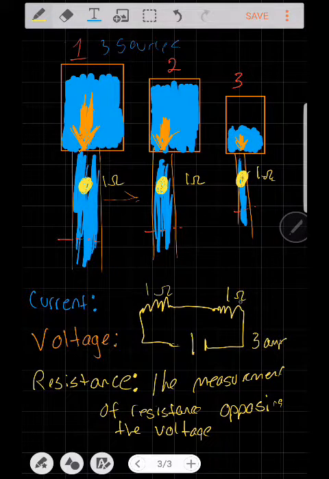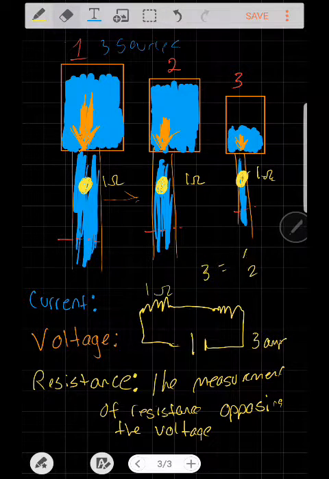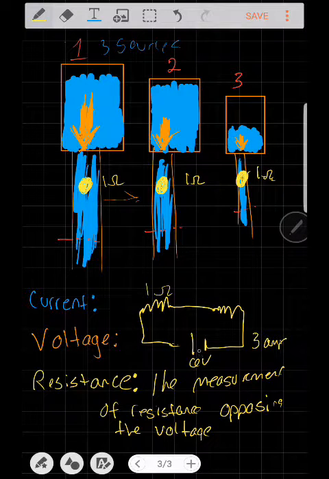But those ohms play a bigger role because of the voltage. Let's just figure out what that is. So that's going to be 3 equals x over 2, which means 6. So my voltage would have been 6 volts here, and 1 ohm apiece, and that will give me 3 amps.